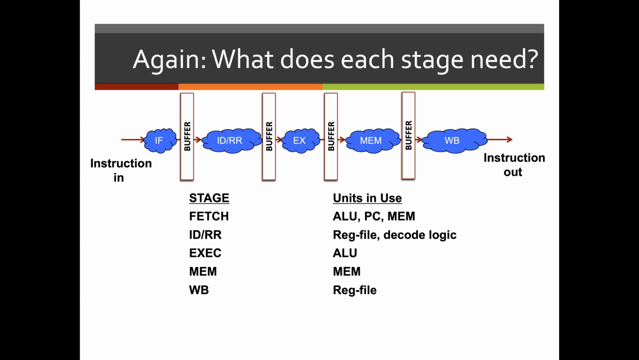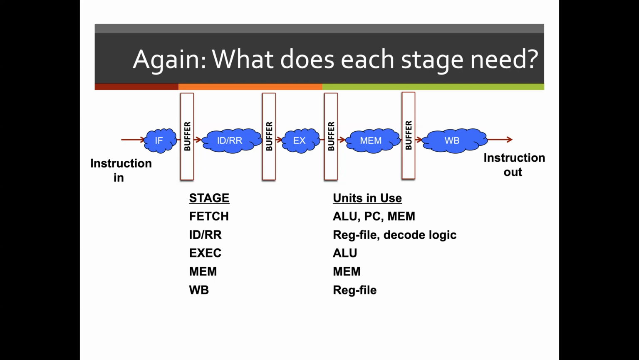And so we need to make sure we have an understanding of which of our units are being utilized for each instruction stage. In our fetch, we're going to make use of the ALU, PC, and memory units. The IDRR is going to make use of our register file and our decode logic. Execution stage, we're going to make use of our ALU. In mem stage, we're going to make use of memory. In our write back, we're going to make use of our register file.